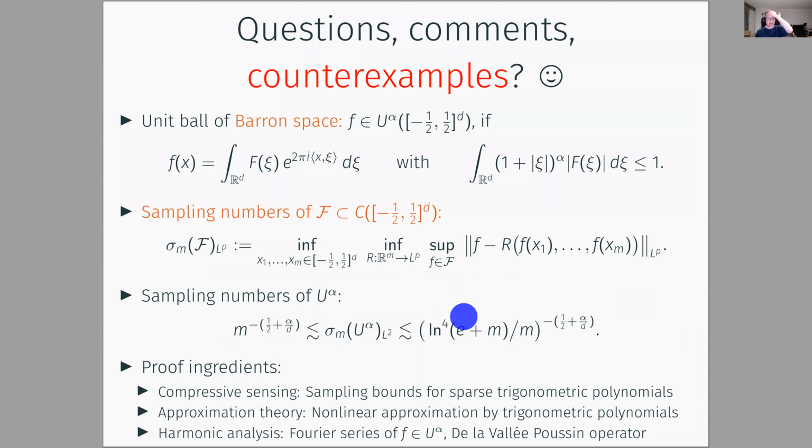Okay, so let me just give you a brief summary before I wrap up completely. I showed you how this Barron space is defined, and we are interested in reconstructing functions from the unit ball of this Barron space using point samples. This is what the sampling numbers measure, how well you can do it. And the main result is that, up to log factors, you get this tight bound that the sampling numbers scale like m to the -1/2 plus alpha/d. The proof was based on this sampling result for sparse trigonometric polynomials, on a lot of approximation theory, and also on some harmonic analysis where we derived that you can actually get this Fourier expansion for your function, involving, for example, this de la Vallée Poussin quasi-projection operator.